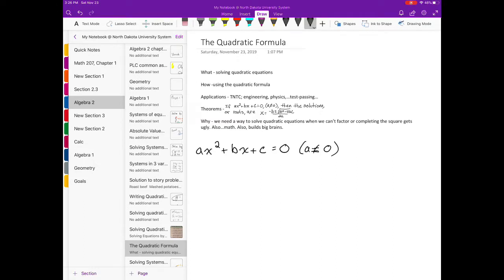The why is we need a way to solve quadratics when we can't factor or completing the square gets really stupid. Also, it's math, and also it builds character. I mean, big brains. Okay, there we go.